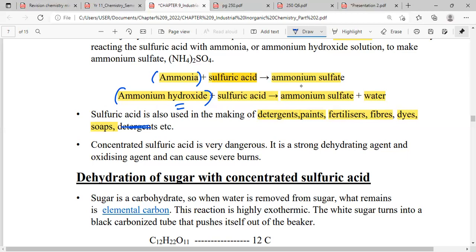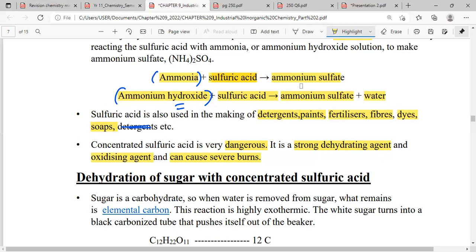Now, but at the same time, this concentrated sulfuric acid has to be handled very carefully because it's a very dangerous chemical. It is a strong dehydrating agent. It's an oxidizing agent, and it can cause severe burns. If concentrated sulfuric acid comes in contact with your skin, it can eat the skin away. Even clothing, if it comes in contact, you'll find holes in your clothes. So it has to be handled very carefully.